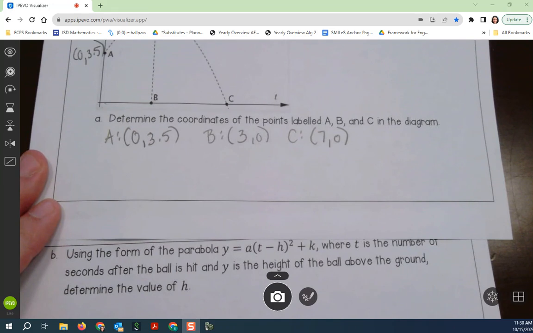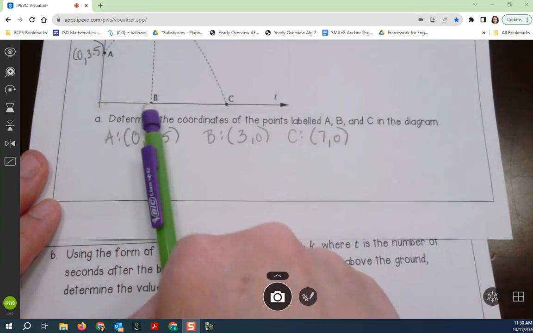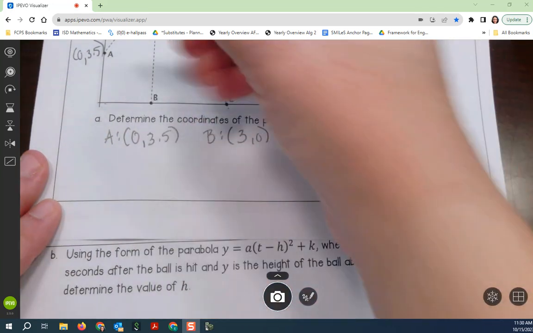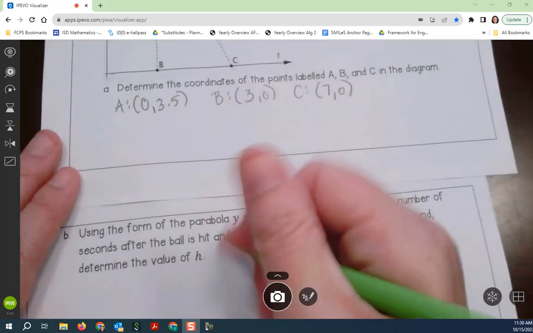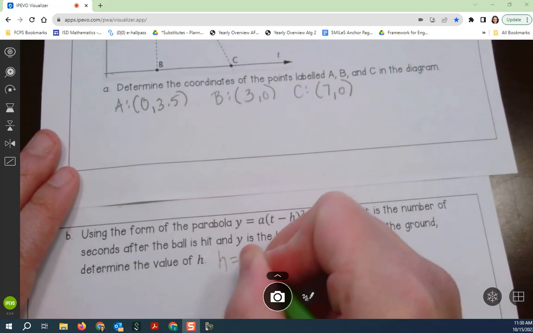All right, so it says using the form of the parabola y equals a times (t minus h) squared plus k, where t is the number of seconds after the ball is hit and y is the height of the ball above ground. Determine the value of h. So using transformations, I know that t minus h will shift your parabola to the right, and it has been shifted to the right 3, because I know that the x coordinate of the vertex is 3. So that means that my h value is 3.